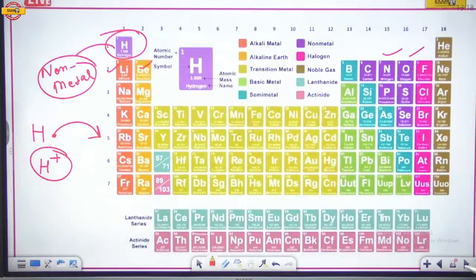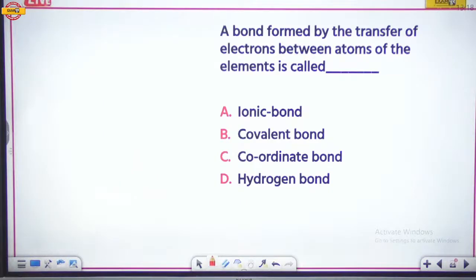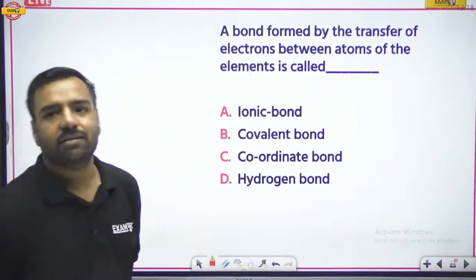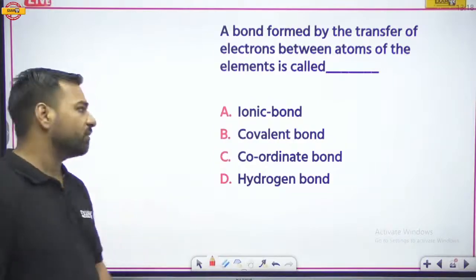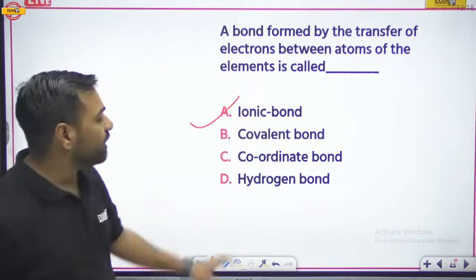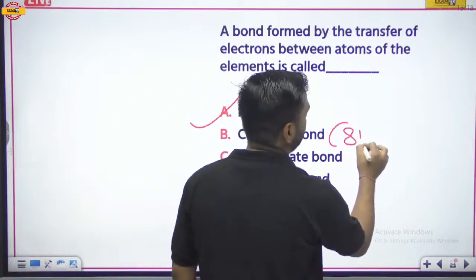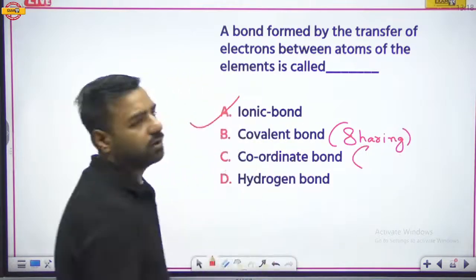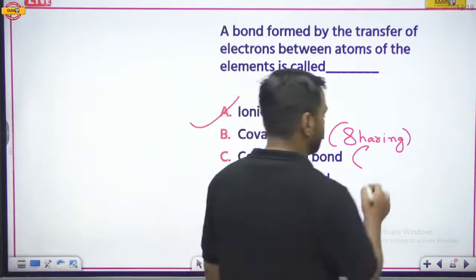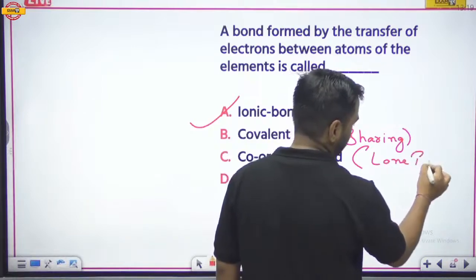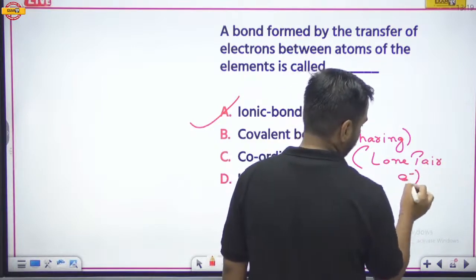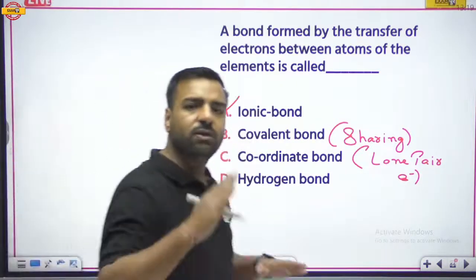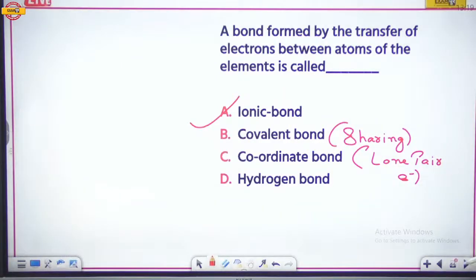Okay. Moving forward. A bond formed by the transfer of electron between the atoms of the elements is called what? Whenever we are talking about transfer of electrons, that is always ionic bonding. If I talk about covalent bond, this means we are talking about sharing of electrons. If I talk about coordinate bond, for it we need a condition that there must be a lone pair of electrons. This is very important. If a lone pair of electrons is there, only then it will happen. So all these concepts are clear, and we can go in a super fast manner. So yes, ionic bond is the correct answer.